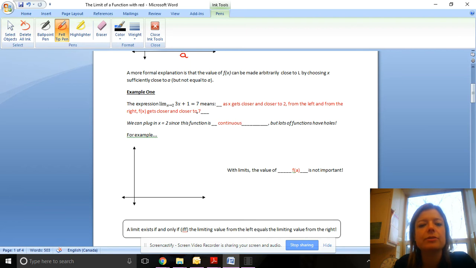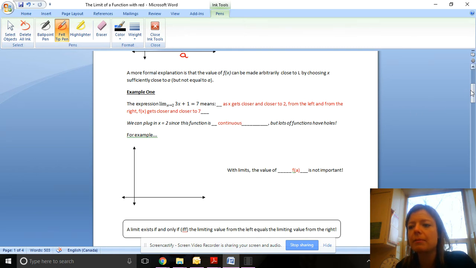So you might be thinking, Mrs. Wiens, duh, just put 2 into this formula and you get 3 times 2 plus 1 is 7. Why do we need all this limit business? Well, we can only plug in x equals 2 because this function is continuous, but lots of functions have holes. So let's take a look at an example where a function has a hole.